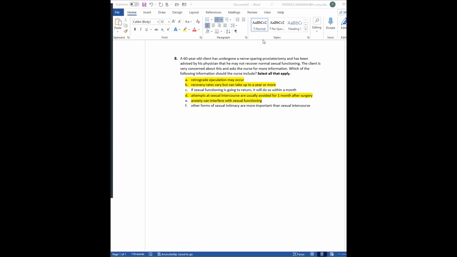You want to note that valproic acid, that's Depakote, is for seizures. A patient taking it can have suicidal thoughts. So that's the medication you would question. This is how they frame the questions for you.